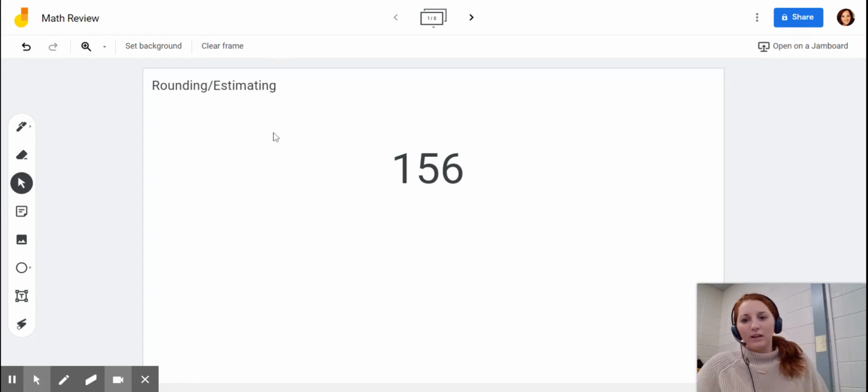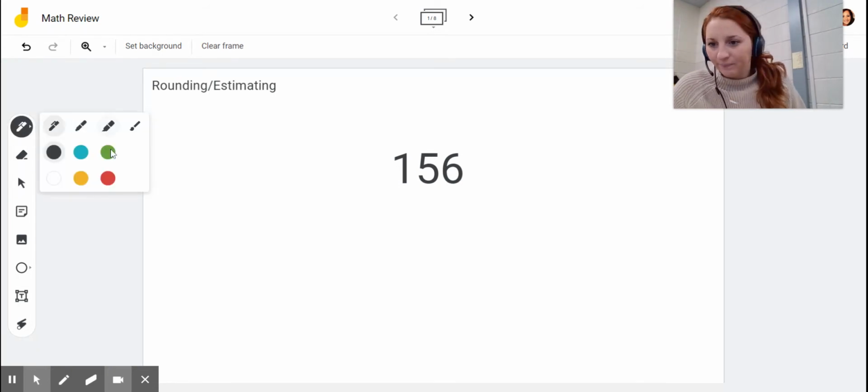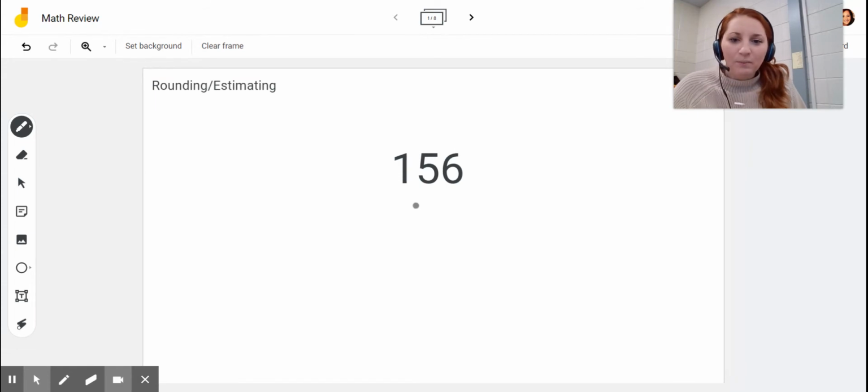So let's get started. The first thing I want to do whenever rounding is decide, am I rounding to the nearest 10 or the nearest 100? We know how to do both, so we're going to do both for every number that I give. Okay, so you have the number 156. Let's round it to the nearest 10 first.